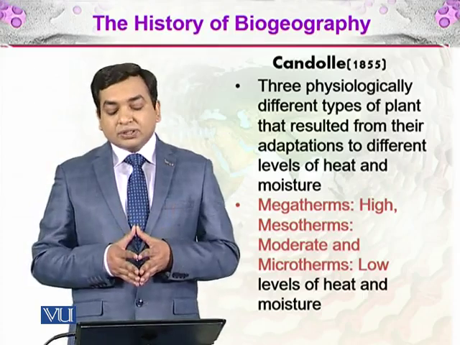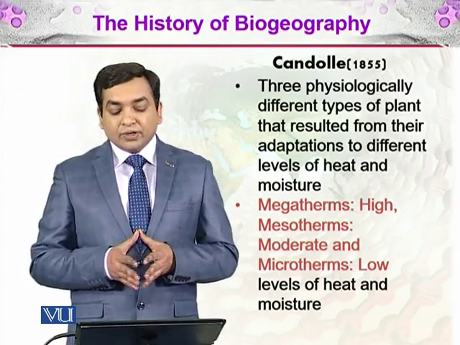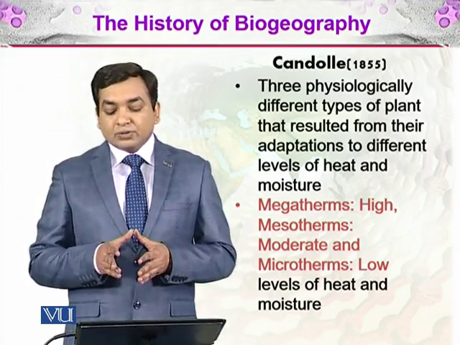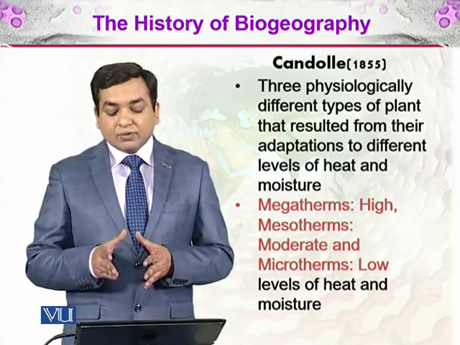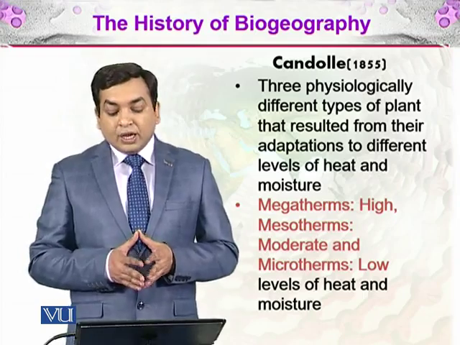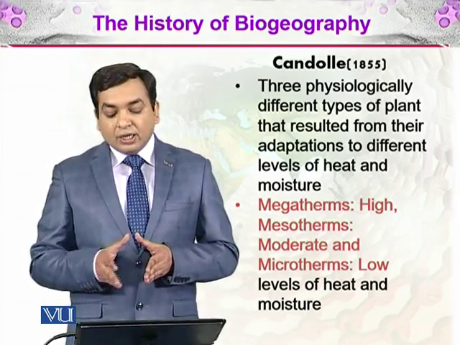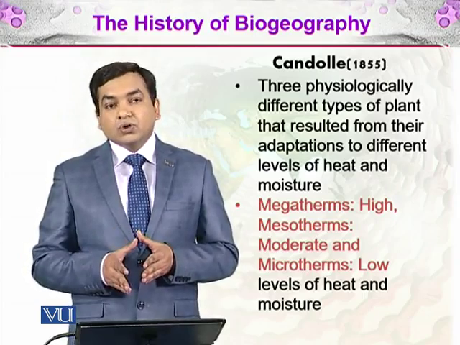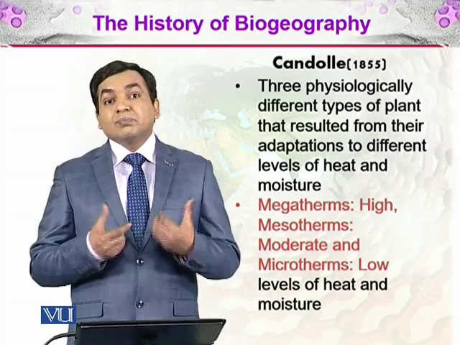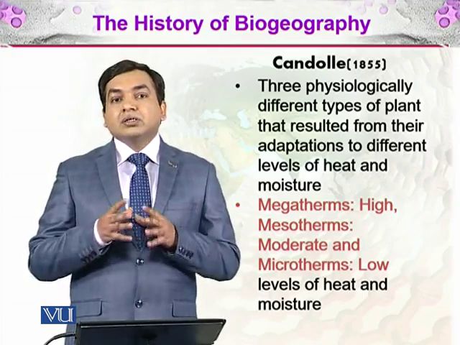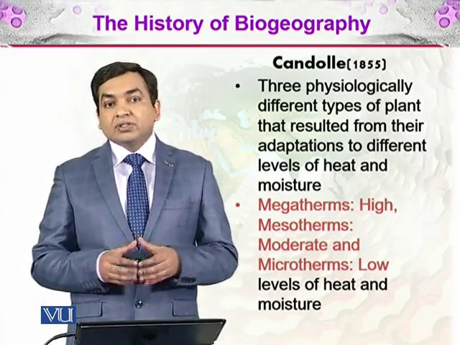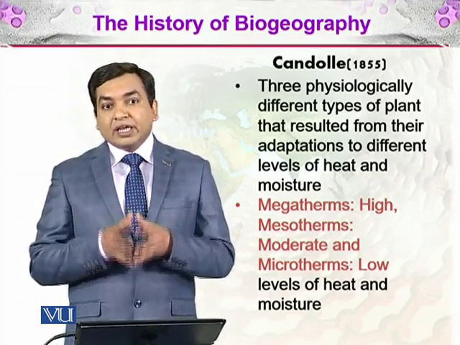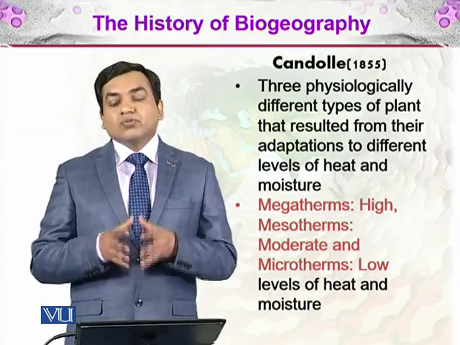And then comes Kerner in 1855. He gave three physiological types of plants that result from their adaptation to different levels of heat and moisture. The megatherms were high, mesotherms moderate, and microtherms were plants loving low levels of heat and moisture. So that means the levels of moisture and heat that they can live in gave the three categories of different plants.